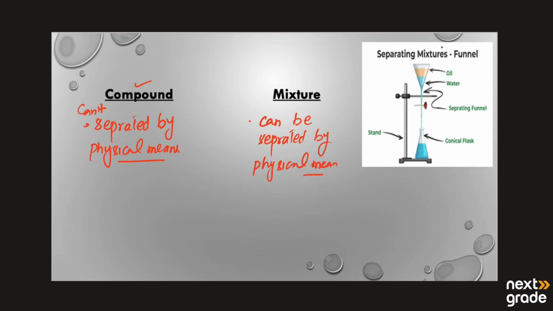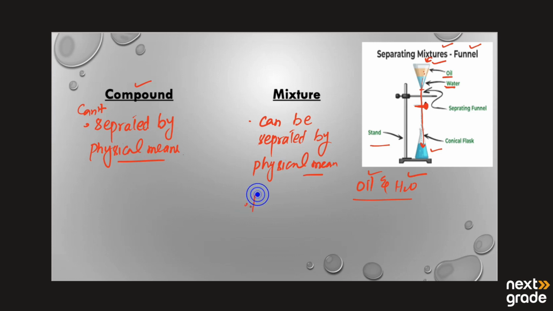The first one is separating a mixture by the use of a funnel. Suppose we have a mixture of oil and water. How can we separate the oil from the water? We use a separating funnel with a conical flask and a stand. We pour the mixture in, then the oil will be on the upper side and the water on the lower side. When all the water has come out, we close the stopper. Then we have the separation. This is a simple physical means.